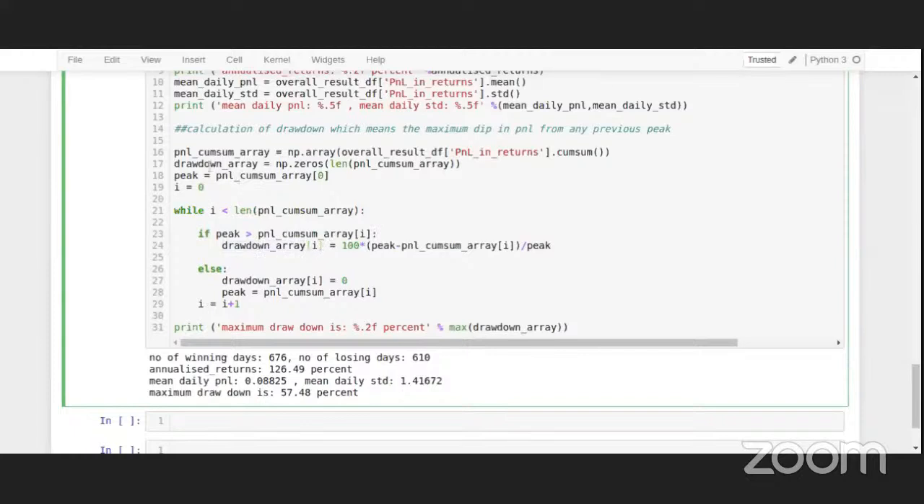We have this drawdown array, and we get a new value. Let's say your current peak is 100, but you went from 100 to 120 the next day. Then you don't have a drawdown, you had a new peak. So you assign a new peak, which is done here, right?